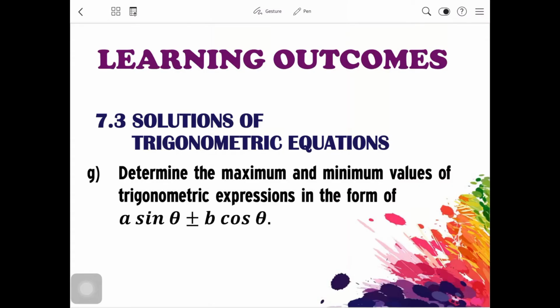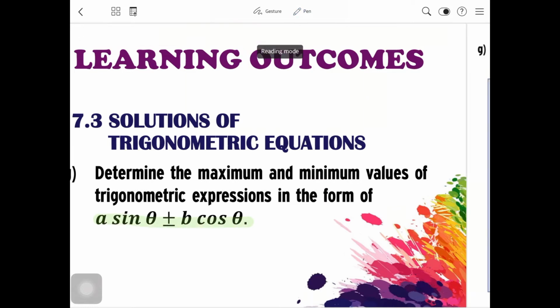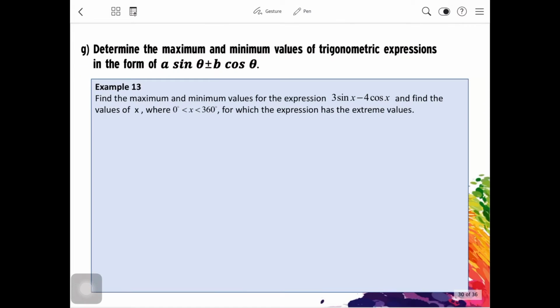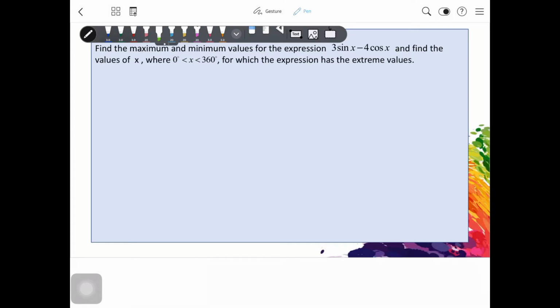Hi, in this video, we are going to determine the maximum and the minimum values of trigonometric expressions in this form. So basically when we have an example like example 13, we want to find the maximum and the minimum value of these. We have to first write it into R form. When you write it into R form, then we can find the maximum and the minimum value.